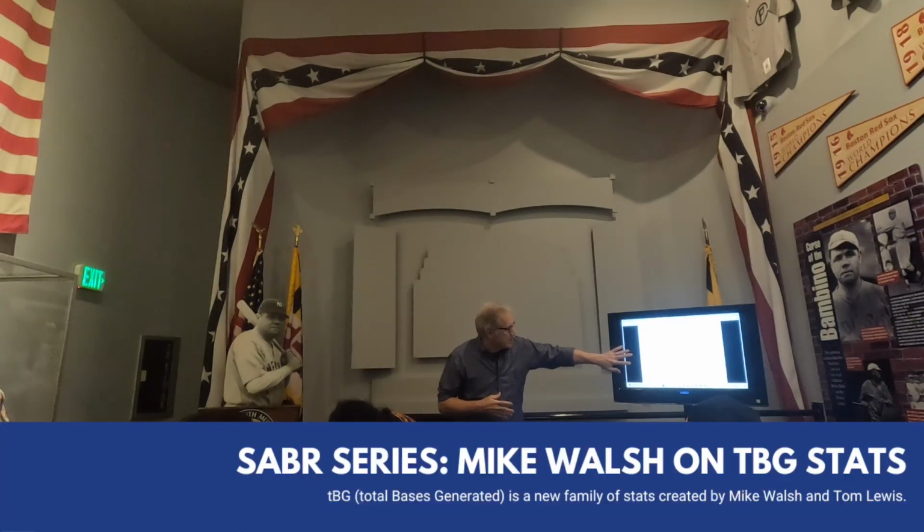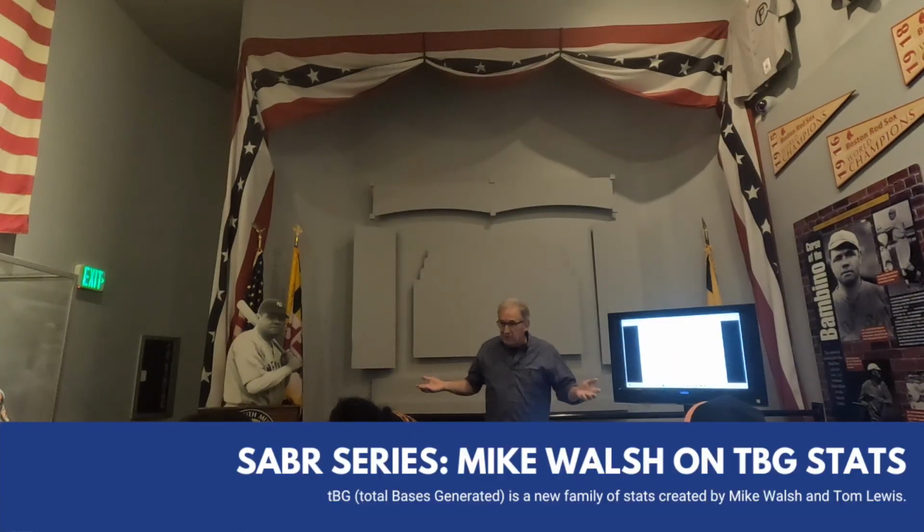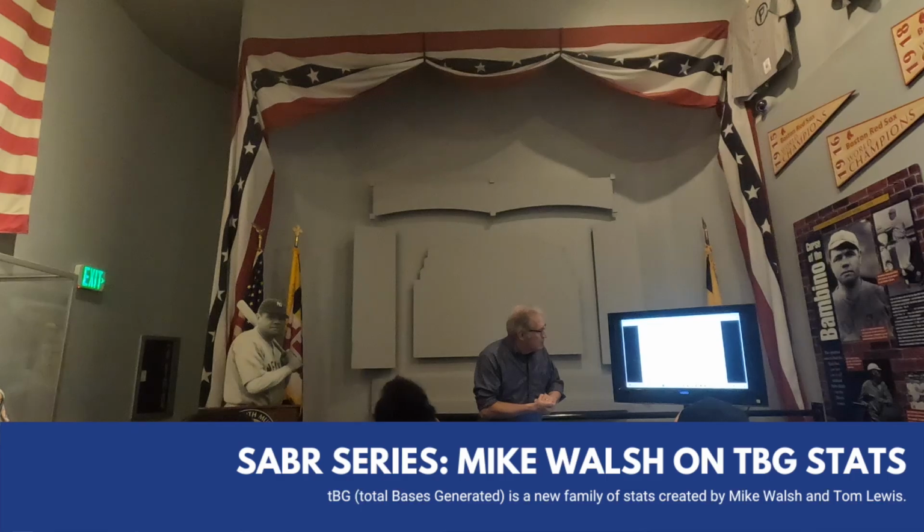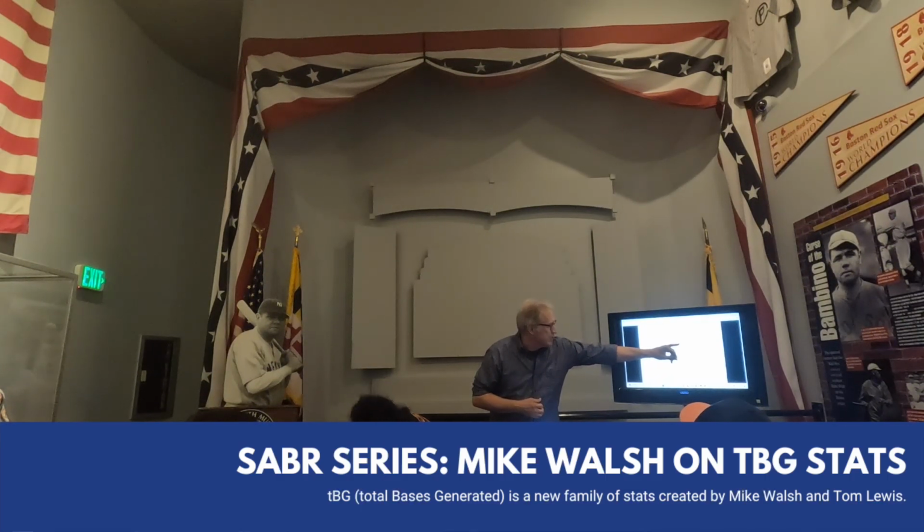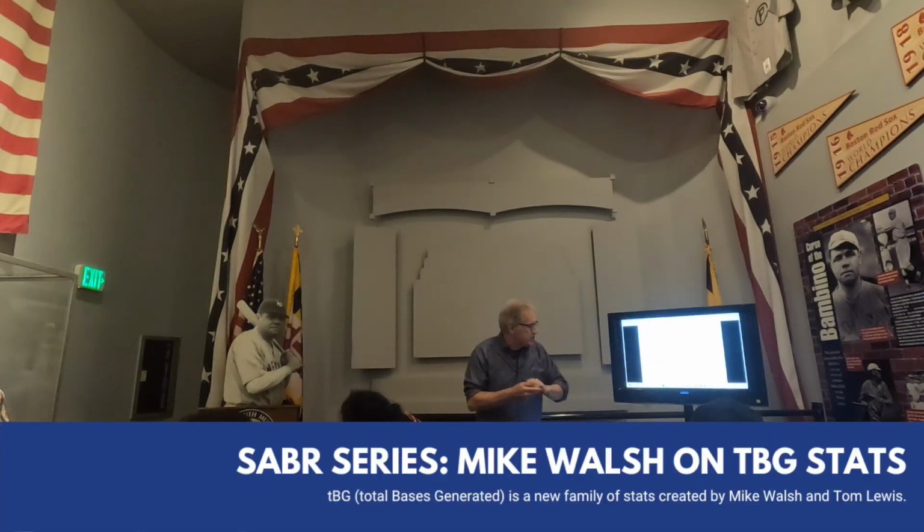But the main thing is, bases generated by the batter as a result of his plate appearance go towards the batter. This is just like slugging percentage, and there's a stat called total bases you may have heard about. Total bases is actually the denominator in the slugging percentage calculation. What's different is we count hits, we count walks, hit by pitch, errors, whatever, however the bases are gained. But the other really important thing is we also count advances by base runners as a result of the batter's plate appearance.